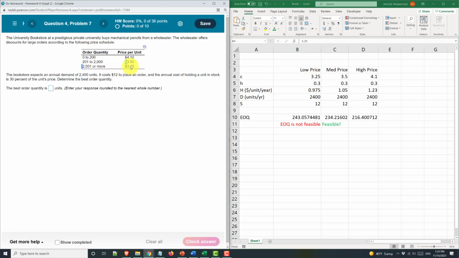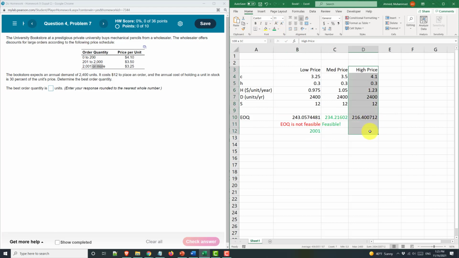3.25 is available at 2001 or more. 2001 is the closest number in this range of 2001 and more. That is the closest number to 243. So I'm going to round up to 2001. And then this solution was feasible as is, so we'll stay at 243.